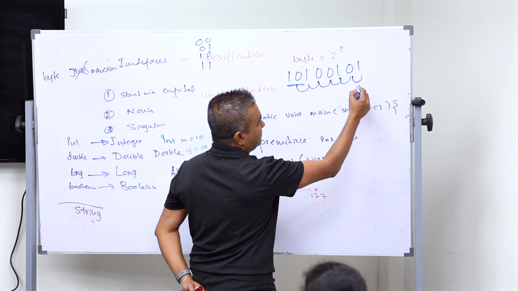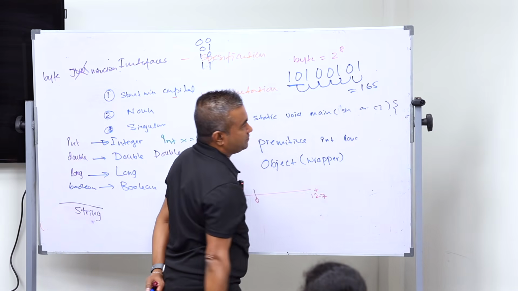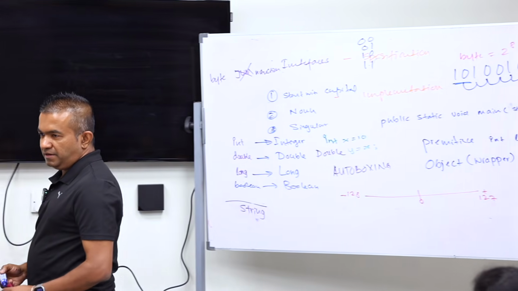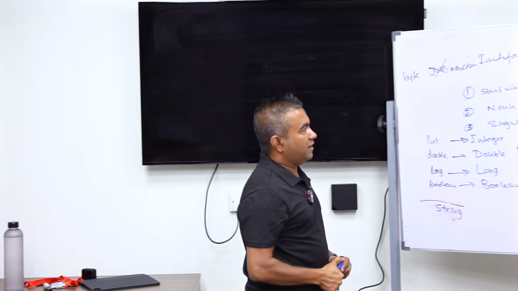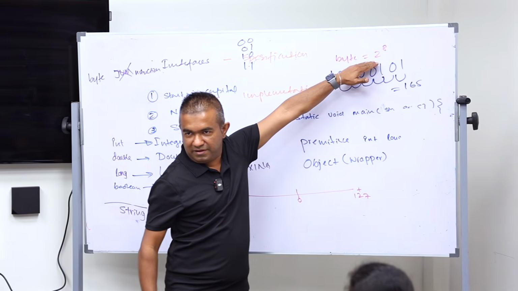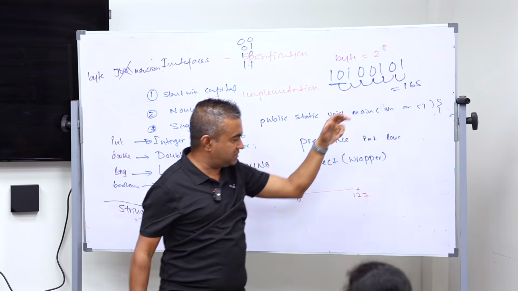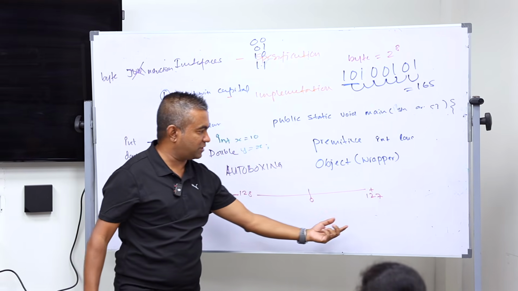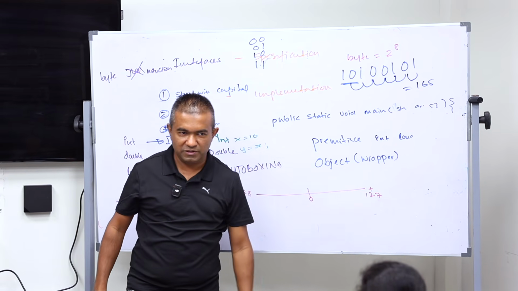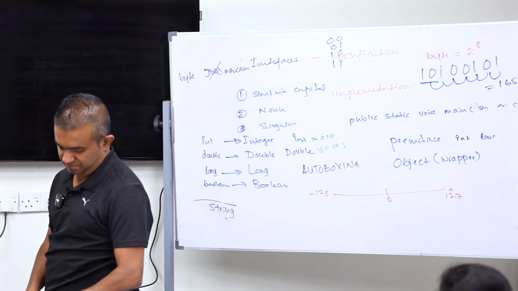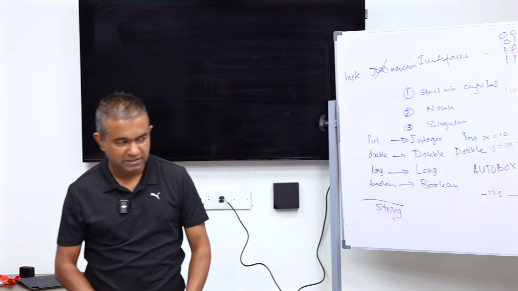4 plus 1 is the value, right. So, byte usually can carry up to 255, but Java byte only supports up to 127. Why? Because it is a signed byte. Okay. Java byte is a signed byte.